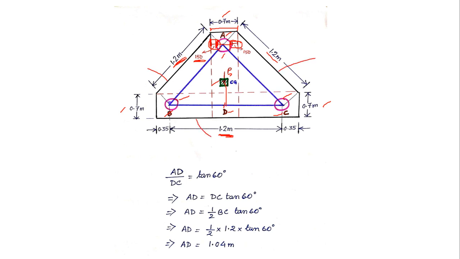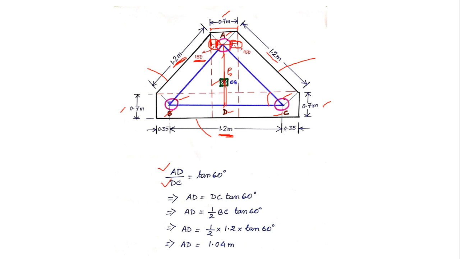Now if you look at triangle ABC, if I want to calculate the height AD, then how do I do that? You know that triangle ABC is an equilateral triangle because all the sides are having a magnitude of 1.2 meters, right? So this is an equilateral triangle, and in an equilateral triangle each angle is of 60 degree. So it means that angle ACB is 60 degree. So if I take AD by DC, it will be equal to tan of 60 degree, right?